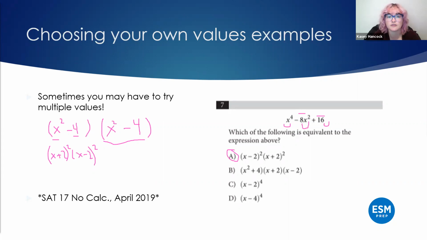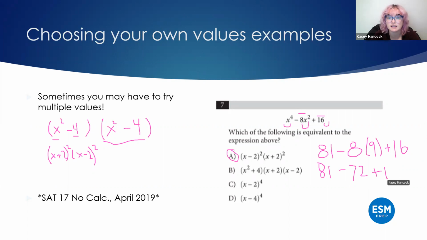So 3 to the 4th is going to be what, 81. And then we're going to have minus 8 times 3 squared, which is 9, and then plus 16. So 8 times 9 is 72. So we have 81 minus 72 plus 16. 81 minus 72 is 9, plus 16 is going to give us 25.